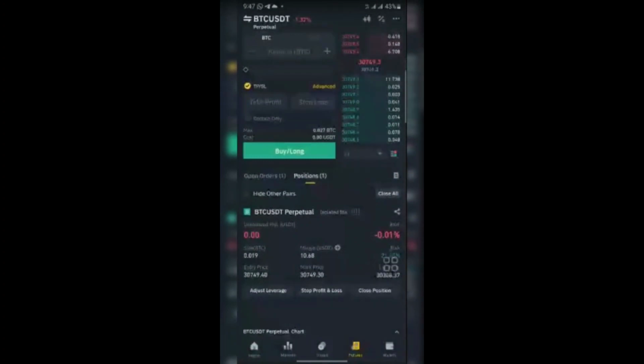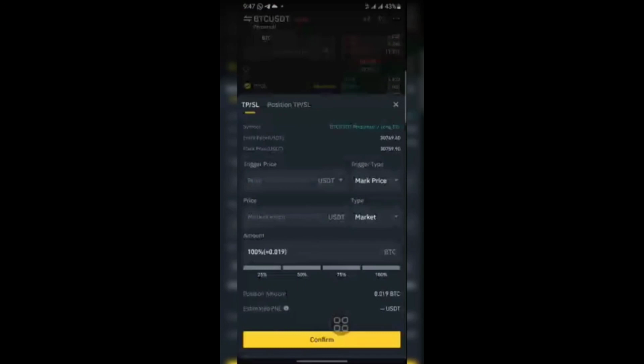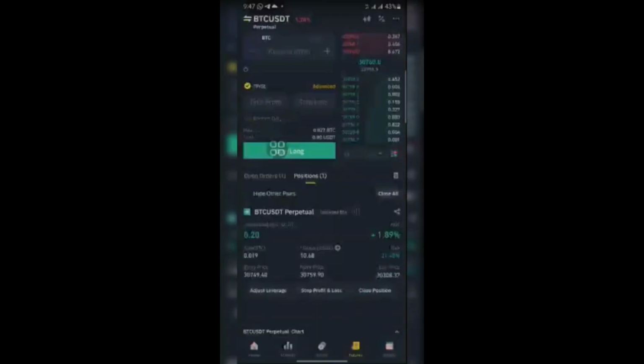So let's say you didn't set your stop loss and take profit. This is where you set your stop loss and your take profit. So you set your stop loss, you set your what? Take profit. Then you click on what? You click on confirm. Do you get it? So let's say I'm all right with this. I want to close my trade. So you click on what? You click on this close position.